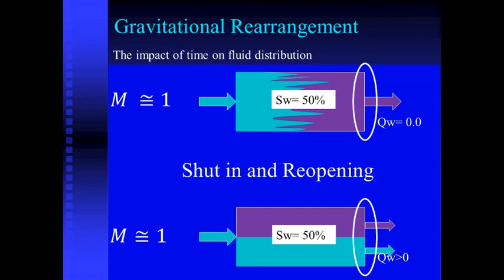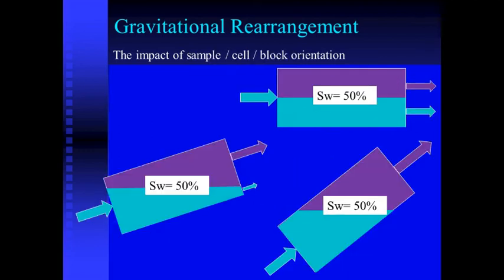But, gravitational rearrangement can produce different results, according to the spatial orientation of the sample or block that we are analyzing. In these three examples we see that, if the same sample and the same fluids are subjected to displacement under the domain of gravitational forces, the behavior of the face that we are following in these cases changes with the orientation of the sample in space.